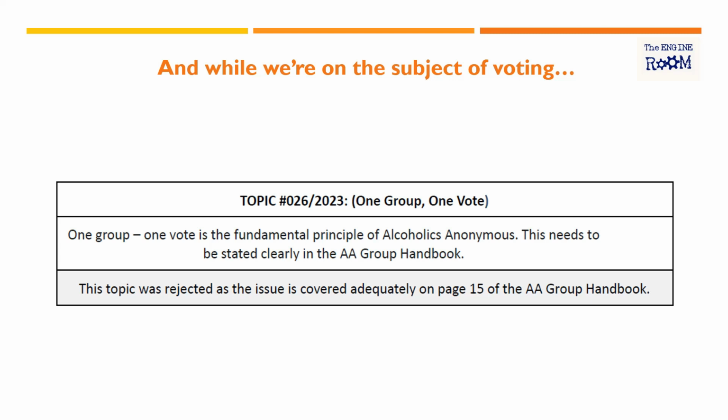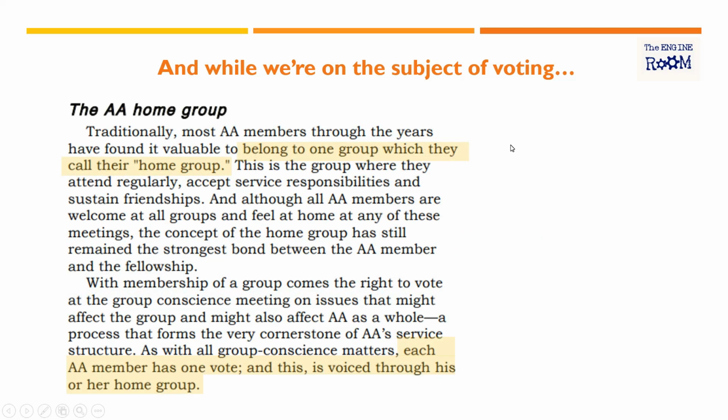Now, Conference in its wisdom suggested this topic was rejected as the issue is covered adequately on page 15 of the AA Group Handbook. So the right of participation, front and centre, and in Conference's view in 2023, clearly expressed. Well, let's go to page 15. And here is that section. Traditionally, most AA members through the years have found it valuable to belong to one group, which they call their home group. That reads pretty clear to me.